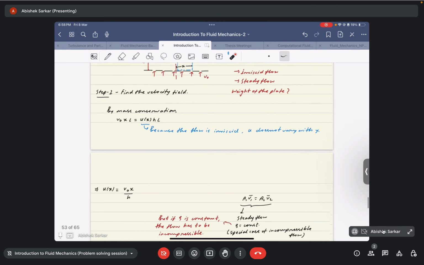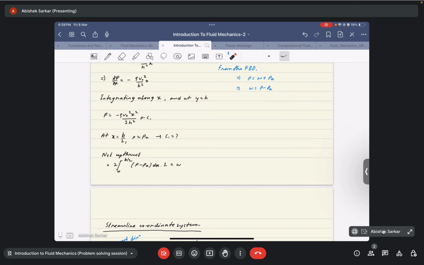So the integration, since p is a function of x, we need to do the integration along the x direction from 0 to b by 2, multiply it by 2 to cover the entire plate and just multiply with L to consider depth. So from that we will get the integration from 0 to b by 2, 2 into p minus pa into dx into L is equal to the weight of the plate, okay.